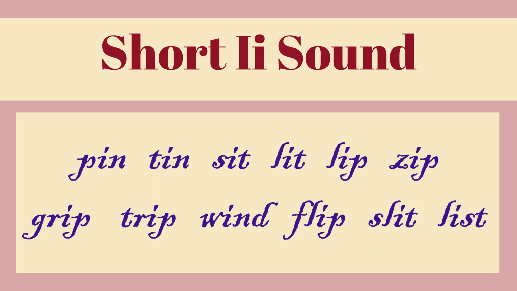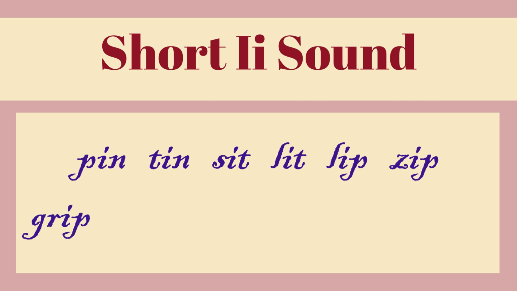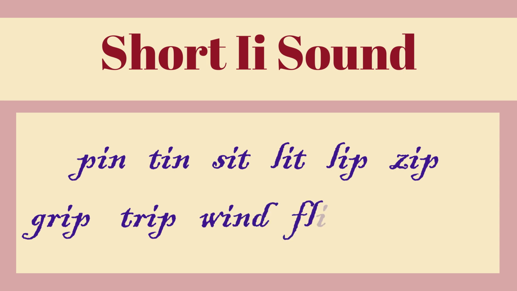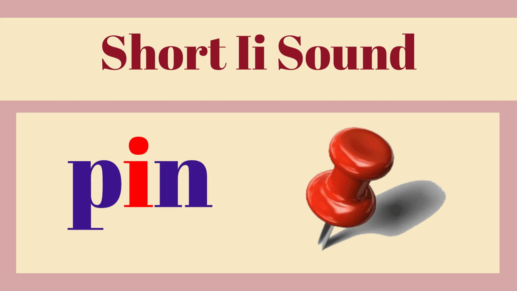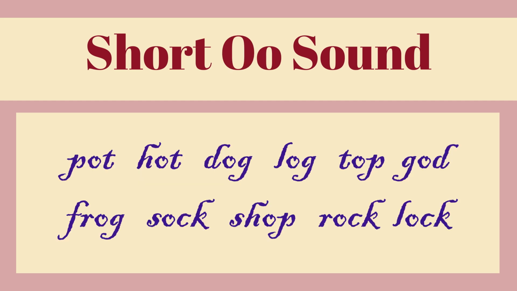Next, coming to the short I sound. Read these words. Pin, tin, sit, lit, lip, zip, grip, trip, wind, flip, slit, list. Here I makes the short i sound, as in pin. P, i, n; t, i, n. Next, short O sound.